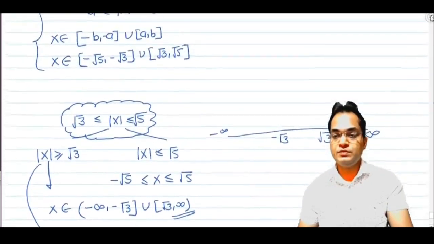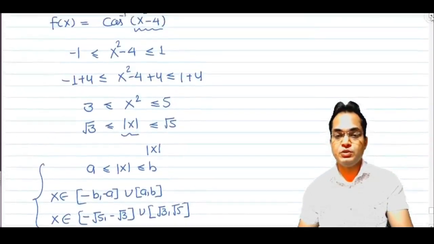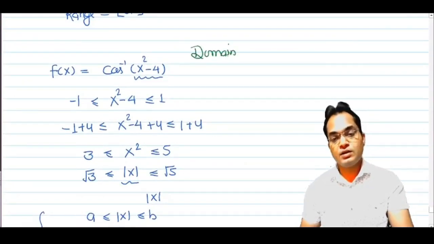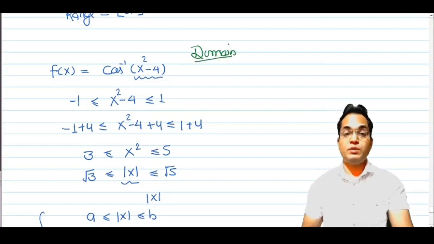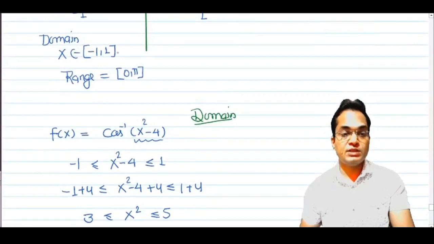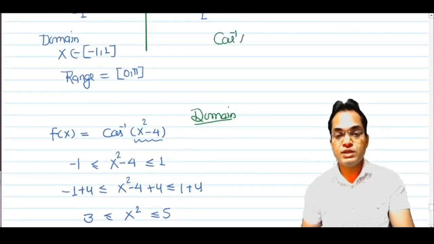This is the first question of Exercise 4.2. The question is this: you have to find the domain, and here we can use the concept of domain. And what is the domain? The domain of cos inverse x. What is the meaning of domain? That cos inverse x lies between -1 to 1.